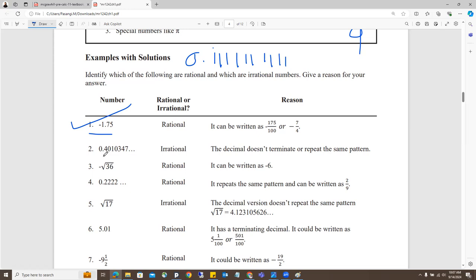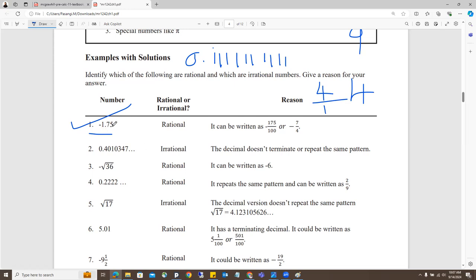Every number you can write with one as the denominator. Yes, every number. For example, four is a rational number. Why? Four can be written as 4 divided by 1, so it can be considered rational.